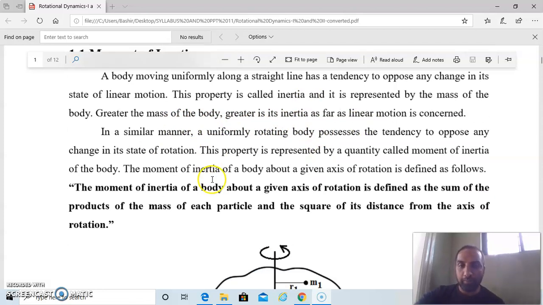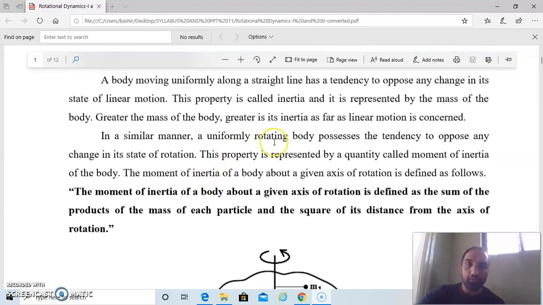In a similar way, a uniformly rotating body possesses the tendency to oppose any change in its state of rotation. Any rotating body also tries to keep moving in the same way, so it does not allow a change in its state of rotation. That property is represented by a quantity known as the moment of inertia.